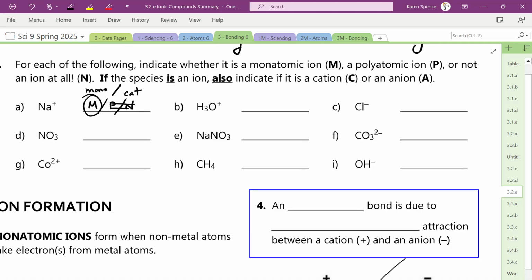There's only one capital, so mono, and there's no charge, you can just write on. Yeah, just on. Okay. Very good.